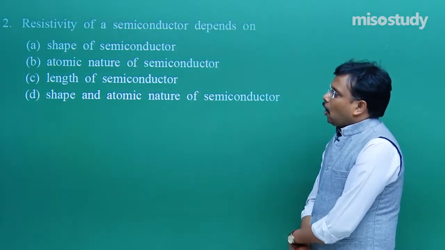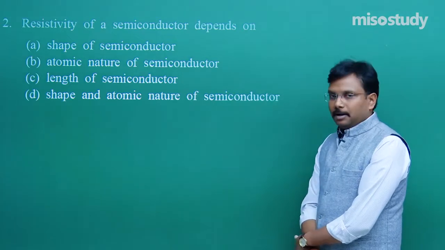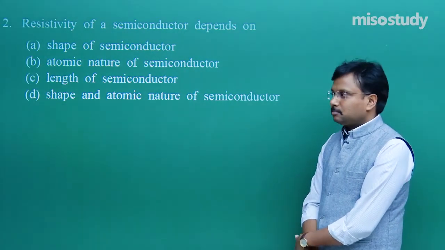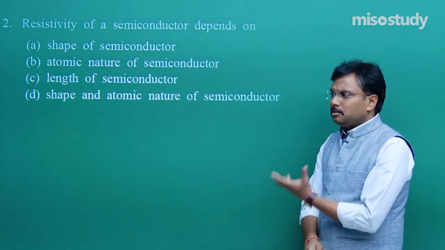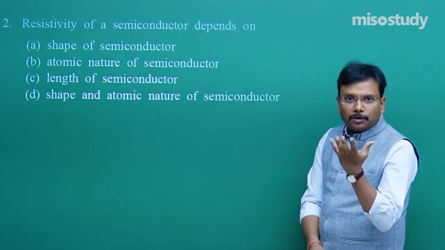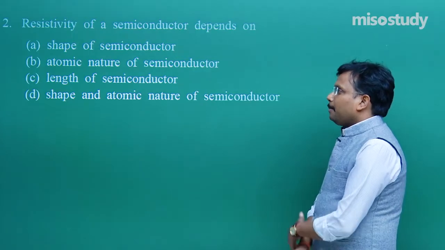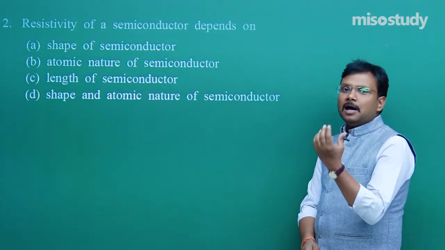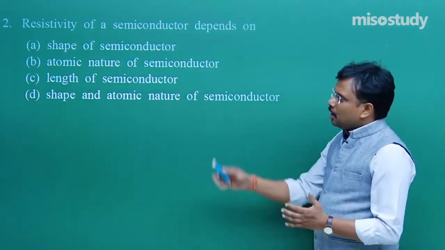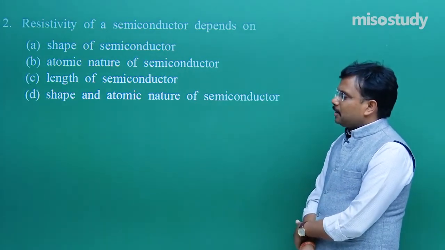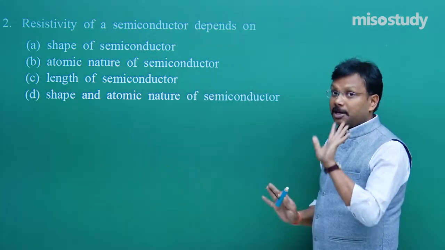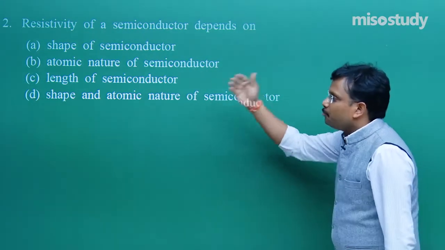Next, atomic nature of the semiconductor. Let's say I have silicon, I have germanium. Both have 4 electrons in the outermost shell. But the valence band and conduction band gap is different. Reverse voltage is different. So yes, atomic nature of the semiconductor may be one correct option. Still, I am not saying it is the correct option. It may be. Fine. Let's move to C.